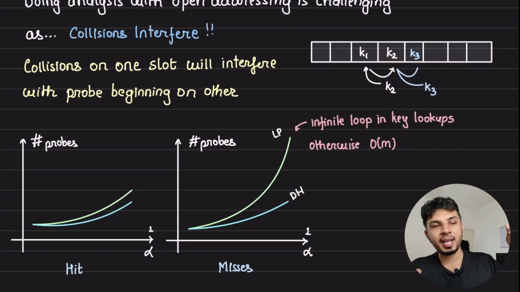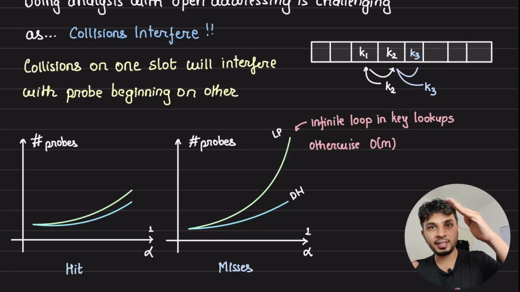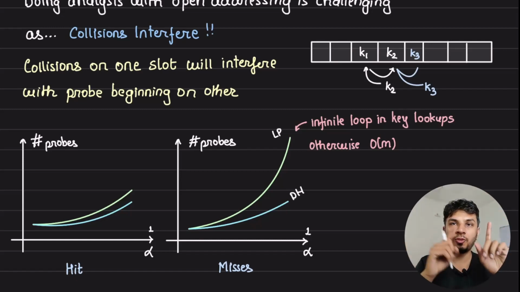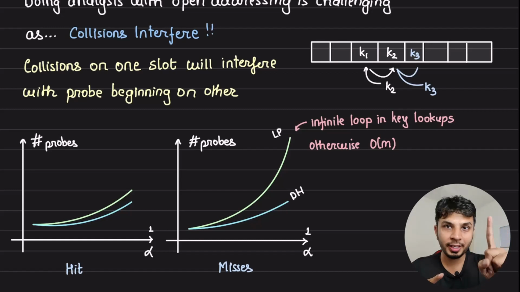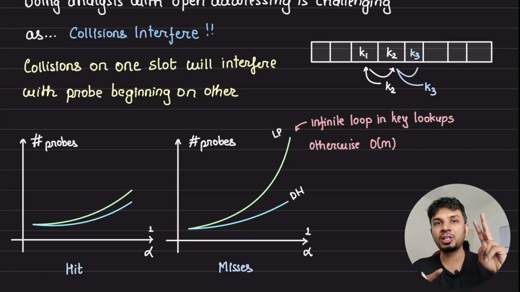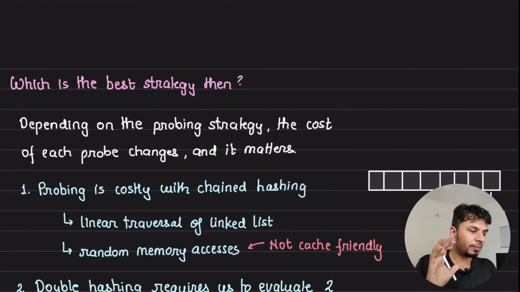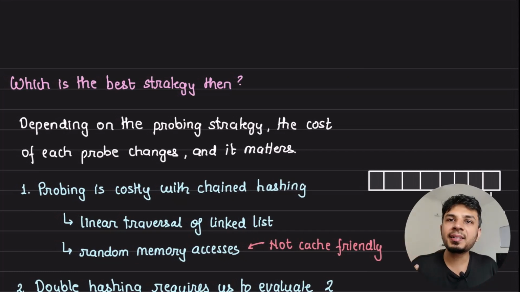But in any case, as your load factor increases, what would happen? The number of probes required for you to do a key lookup, find an empty slot to insert, or find a key to delete would increase exponentially, right? Okay, so now given this, which one is the best strategy then?